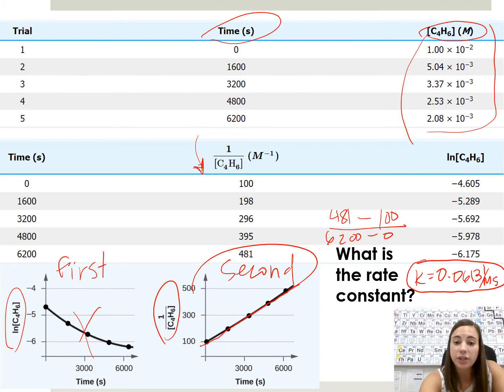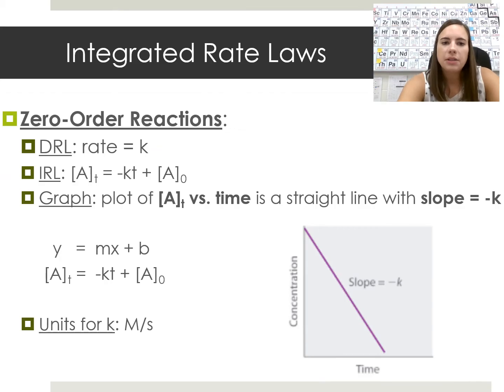So once I determine that it's second order, I can calculate the slope for the rate constant. This time there was no negative. I didn't have to worry about that because it's a positive slope. Last but not least, we have our zero order reaction.